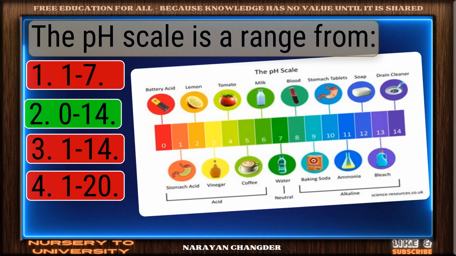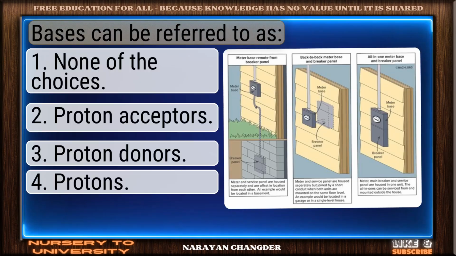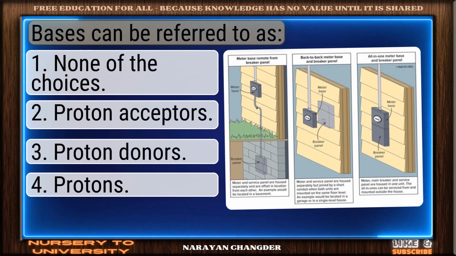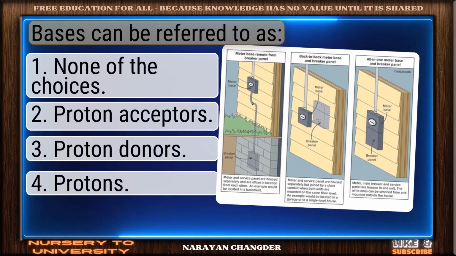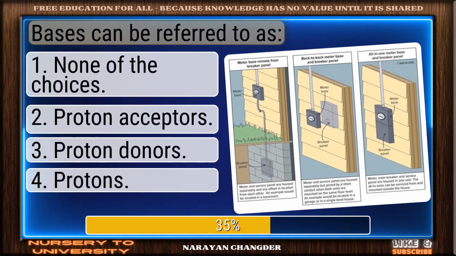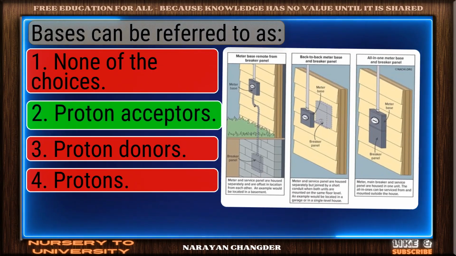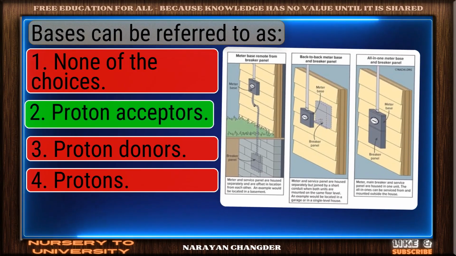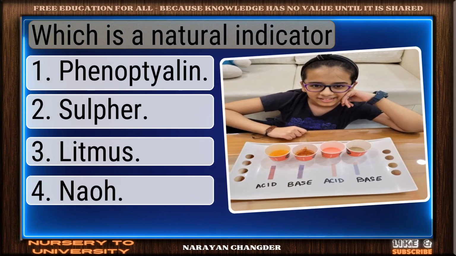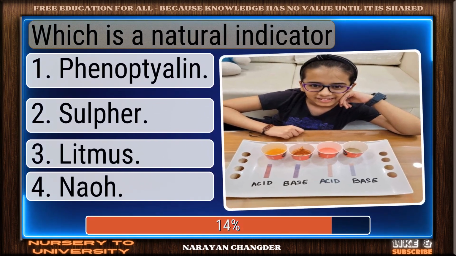Nicely done. 0 to 14 is a solid answer. Question number 169. Bases can be referred to as. You chose proton acceptors, and it is correct. Question number 170. Which is a natural indicator?